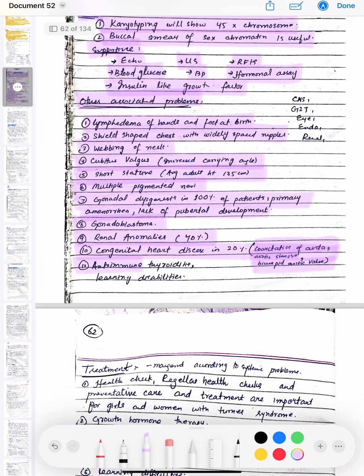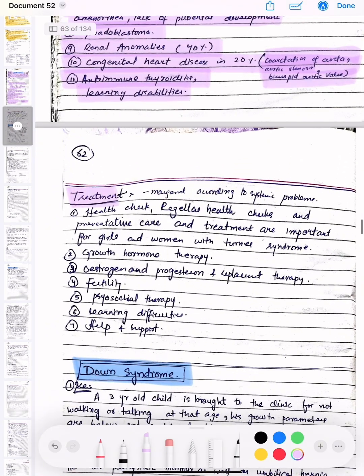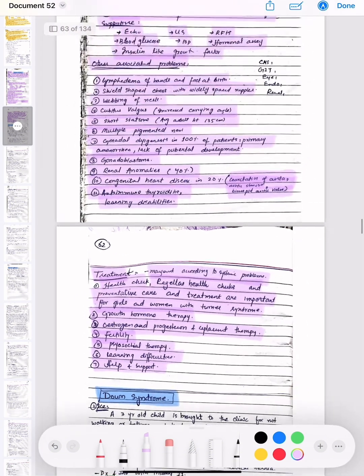Then we have autoimmune thyroiditis and learning disabilities. All of these are the associated problems along with Turner syndrome. So the treatment for a Turner syndrome patient is management according to the systemic problems. Regular health checks and preventive care and treatment are important for girls and women with Turner syndrome. Growth hormone therapy is provided, estrogen and progesterone replacement therapy is provided, fertility treatment is done, and psychosocial therapy is provided. Learning difficulties are addressed, and help and support is provided to the patient with Turner syndrome.